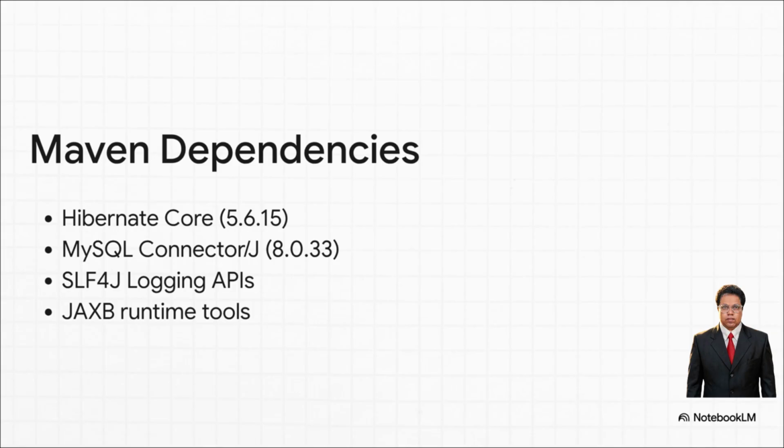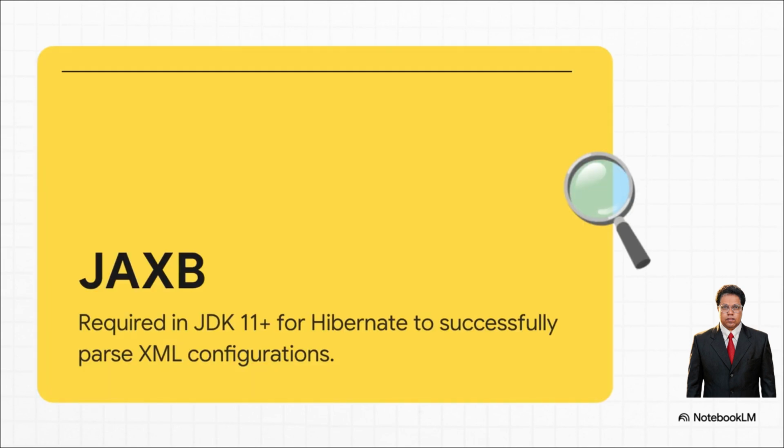Now you might be wondering, why are we explicitly adding these JAXB dependencies? Well, here's the deal. Starting with Java 11, these XML binding tools were completely yanked out of the standard JDK. They are absolutely mandatory for Hibernate to parse configuration files. Literally, if you skip this step, your app is just not going to launch. So definitely don't forget it.